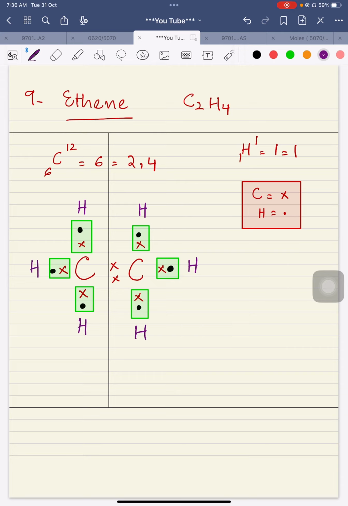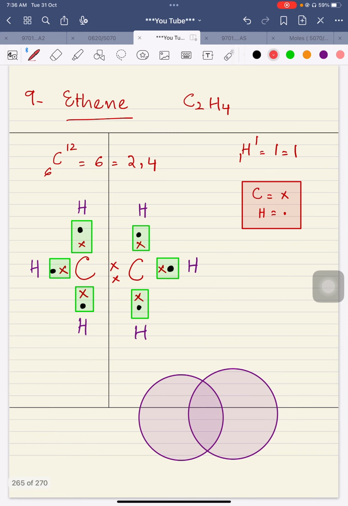Okay, now I'm going to draw the sharing region diagram. You can see this. This is the first carbon atom. This is the second carbon atom. And now we are going to draw the three hydrogen atoms with each of the carbon atoms separately. You can see these are the three with one and the three with the other carbon atom as well. So this is carbon, this is carbon, this is cross and cross between the two.